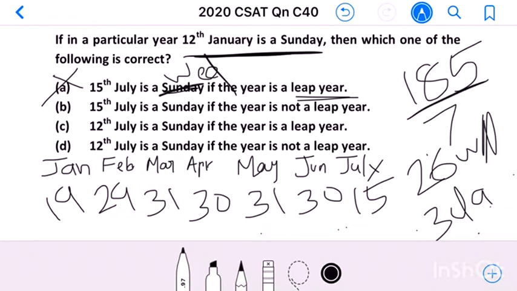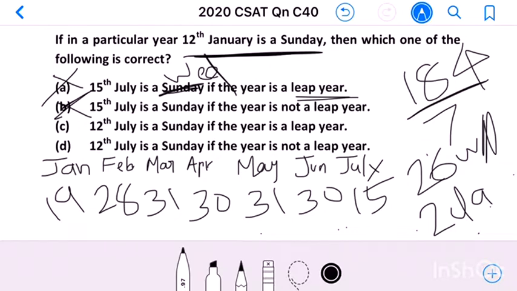Then 15th July is a Sunday if the year is not a leap year. Not a leap year means February has 28 days. Then it becomes 184. Then that is 26 weeks and 2 days. At the end of this 26th week, it will be a Sunday, and 2 more days follow. So this is also not an answer. Then 12th July is a Sunday if the year is a leap year.